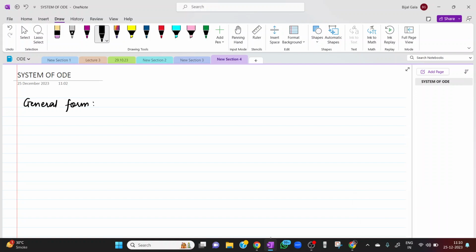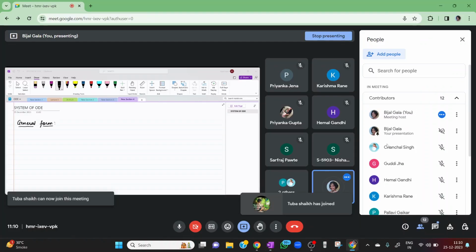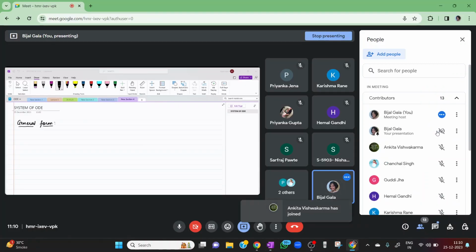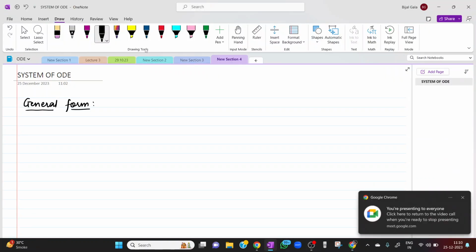We will be looking at linear systems of ODE, meaning the derivative will be of first order and there will be no multiplication between the dependent variable and its derivatives. That is what we will be doing here. So the general form of any linear system of ODE is going to be something like this.